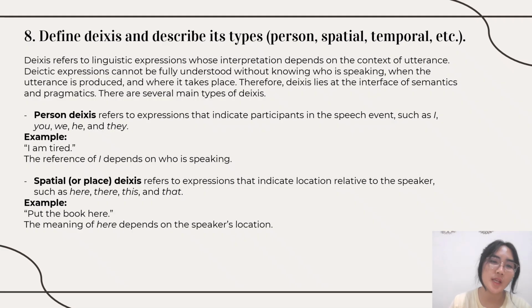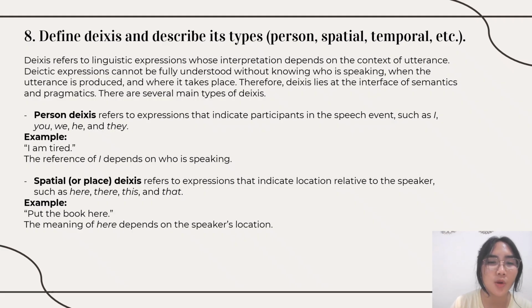There are several main types of axis. The first is person axis. It refers to expression that indicate participant in the speech event such as I, you, we, he, and they. Example, I am tired. The reference of I depends on who is speaking.